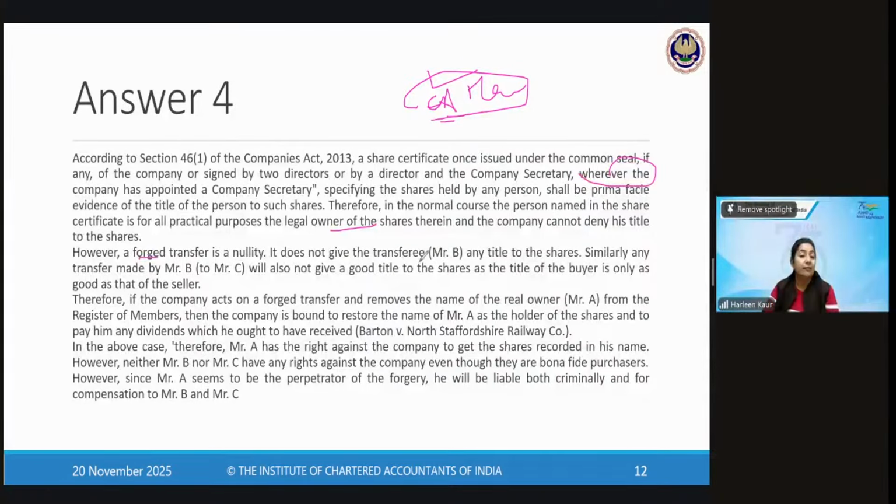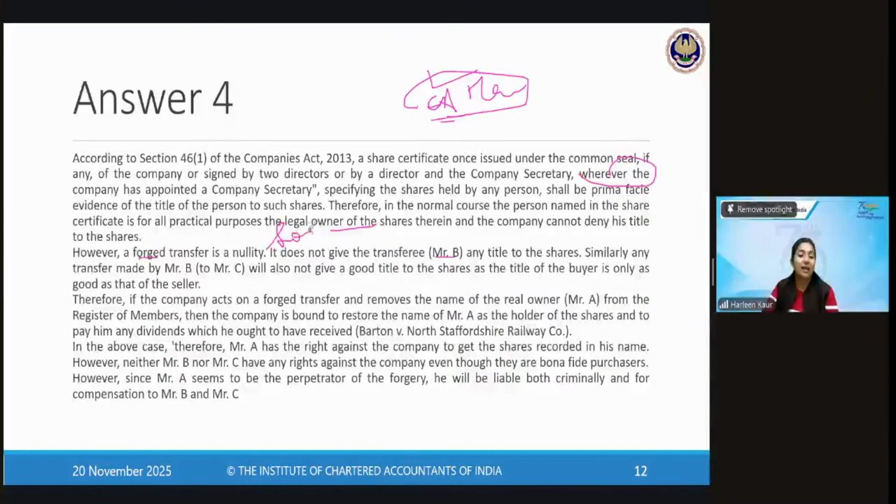Forgery is a nullity. It will not give the right to transfer to Mr. B any title to the shares. The transfer made by Mr. B to Mr. C will also not get a good title, as the title of the buyer is only as good as that of the seller. ये कहाँ पढ़ा हुआ है आपने?